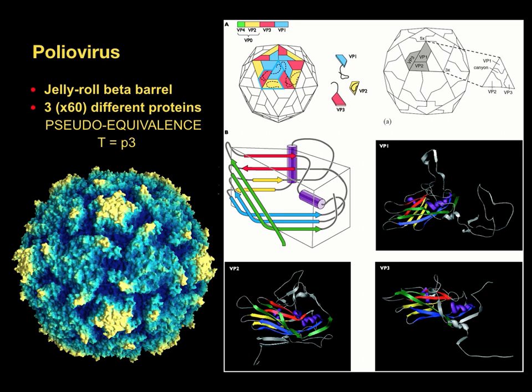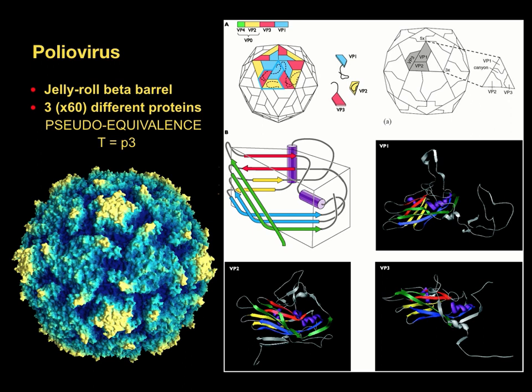Well, in poliovirus, there are 3 different protein subunits that form the capsid. So we do not have the same protein adopting 3 different conformations to form the capsid. We directly have 3 different capsid subunits. That's when we talk about pseudo-equivalence. So the way we would name the T number in this case would be with a P before the 3. So the T number of poliovirus would be P3.